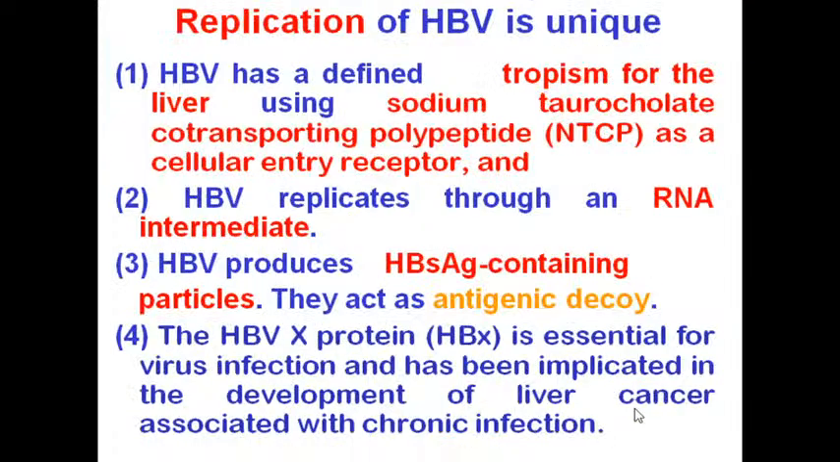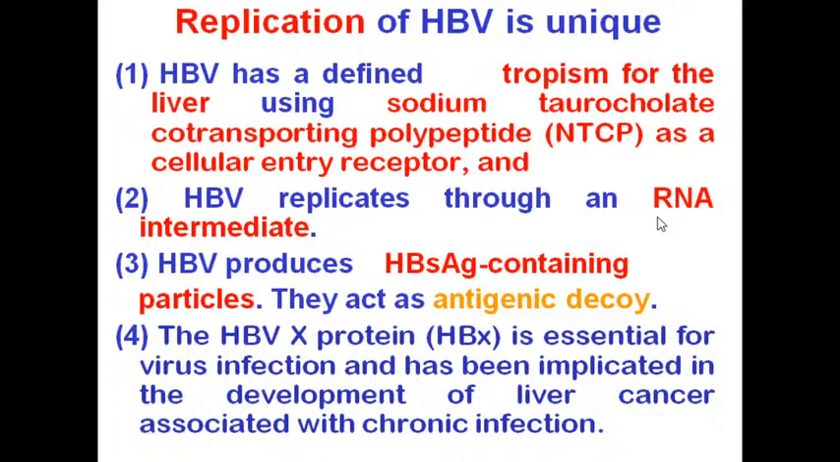Now a few words about the replication of hepatitis B. The replication is unique. What are the unique features first? Hepatitis B has a very special tropism for the liver. And we will talk later on about the unique, not so long ago discovered receptor that is called sodium taurocholate cotransporting polypeptide, NTCP. So then, hepatitis B replicates through the RNA intermediate.